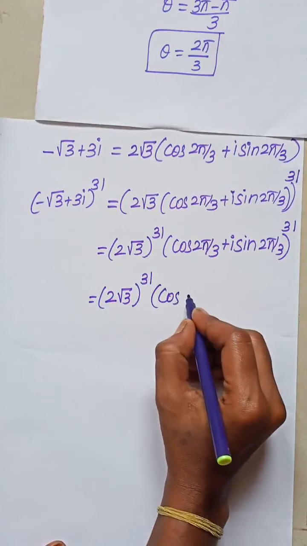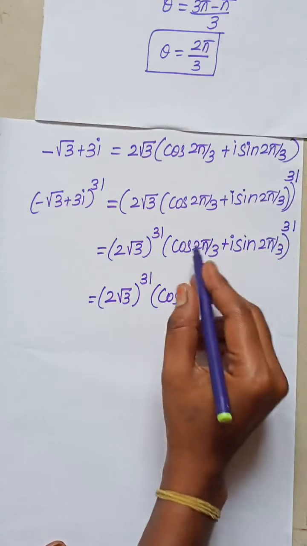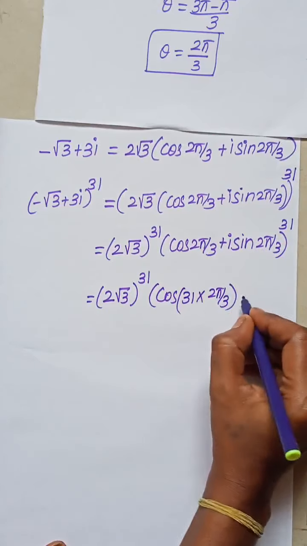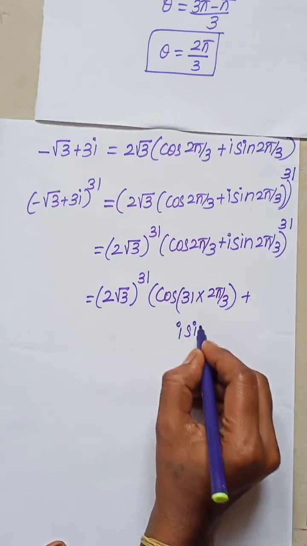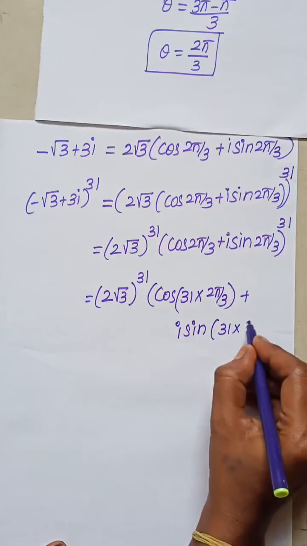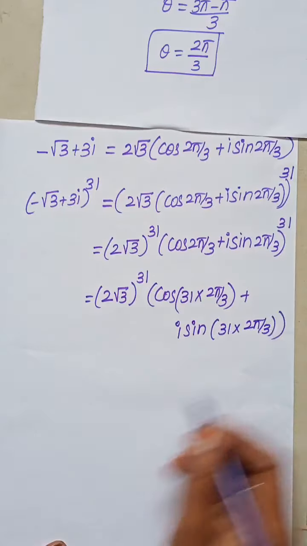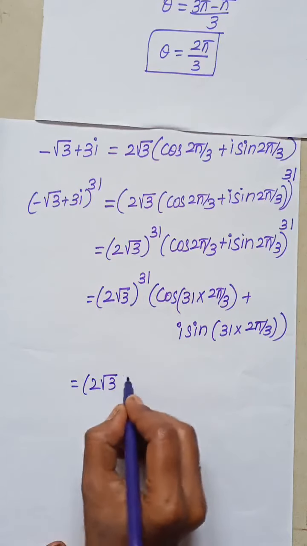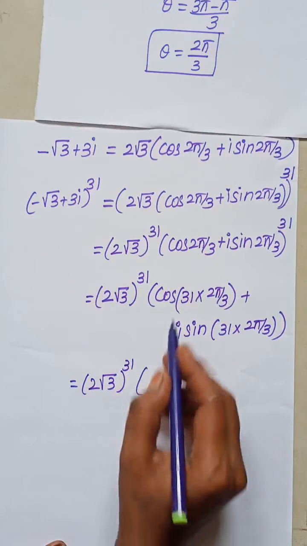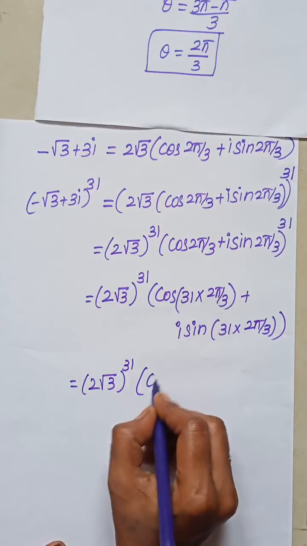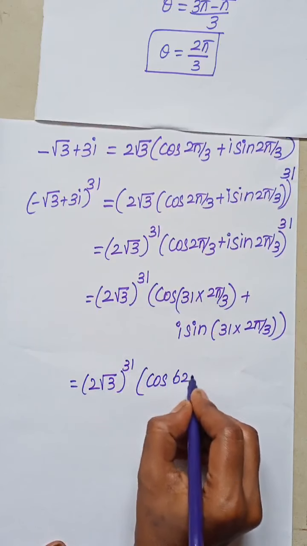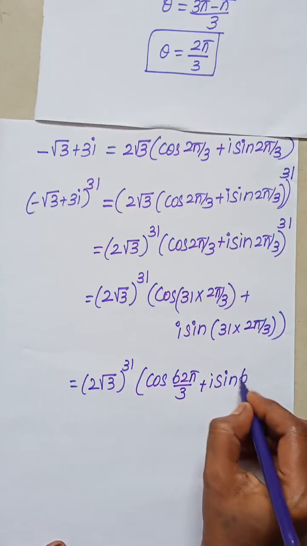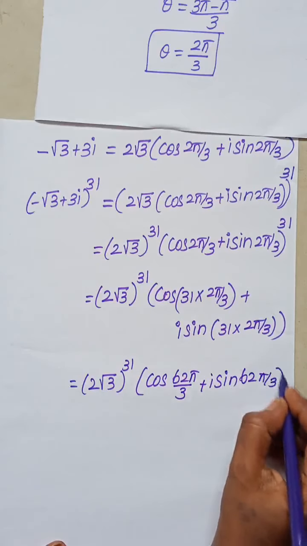Into cos, apply de Moivre rule: cos 31 into 2 pi by 3 plus I sin 31 into 2 pi by 3, which is equal to 2 into root 3 the whole power 31. 31 into 2 is cos 62 pi by 3 plus I sin 62 pi by 3.